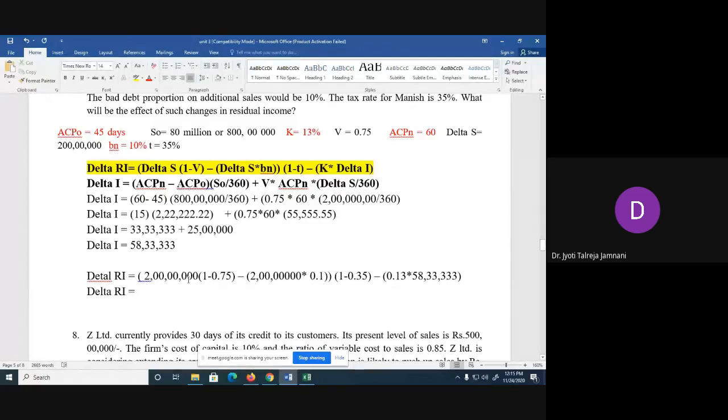So what we'll do now is first we will multiply. First you minus 1 minus 0.75, you get 0.25. Multiply 200 lakhs with 0.25, 50 lakhs, minus 20 lakhs. When you do 200 lakhs into 0.1, you will get 20 lakh, into 1 minus tax rate. So 1 minus 0.35 will be 0.65. So we have to multiply it with 0.65.